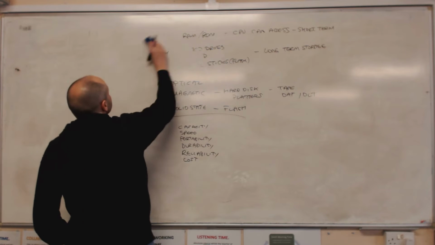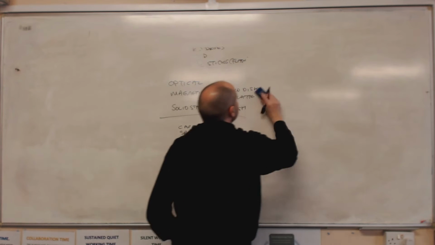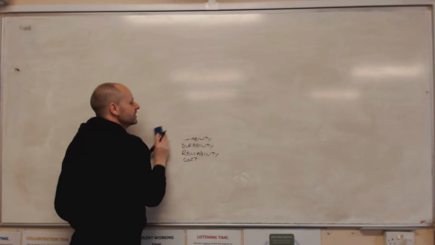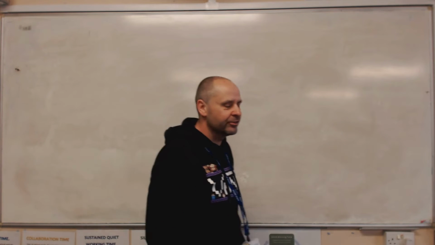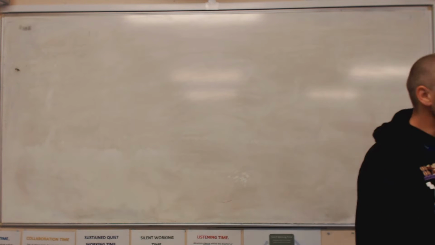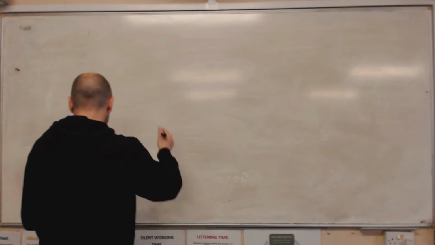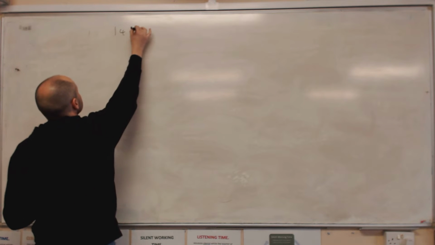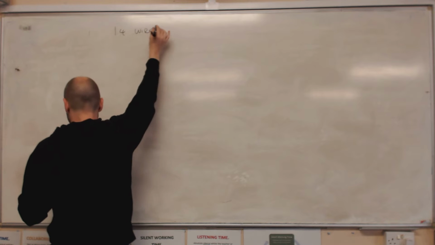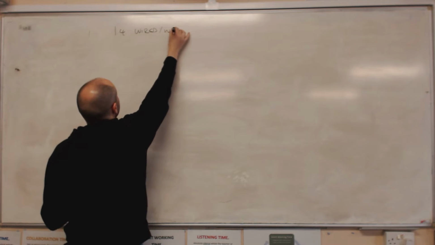Right, networks. Remember, this is a huge section because it goes on for about 3 bits of the specification. So we've got 1.4, wired and wireless networks.